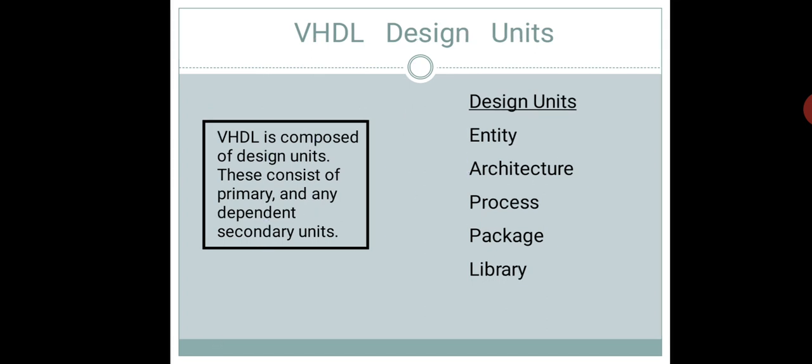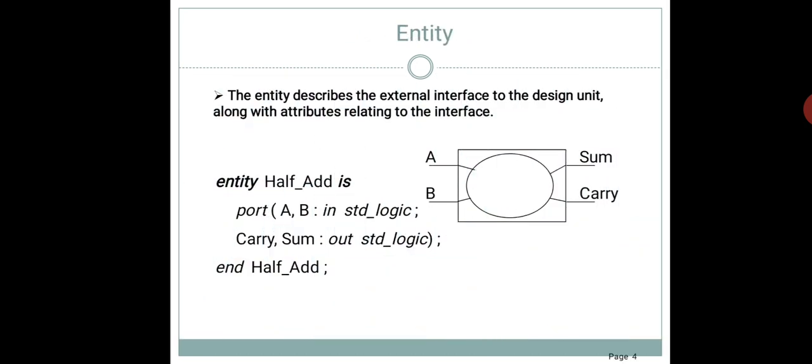So let us start with the VHDL design unit. While designing a circuit by using VHDL, the design unit is composed of entity, architecture, sometimes processes, then sometimes package and library. These things are required while writing the VHDL code. So let us start with the entity. Entity defines the external interface.